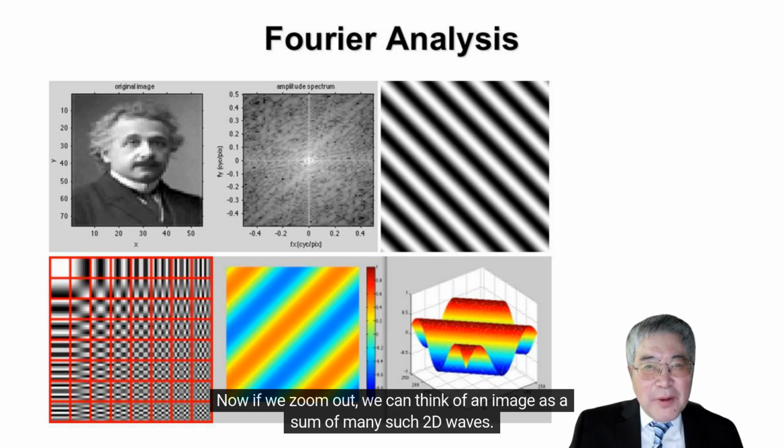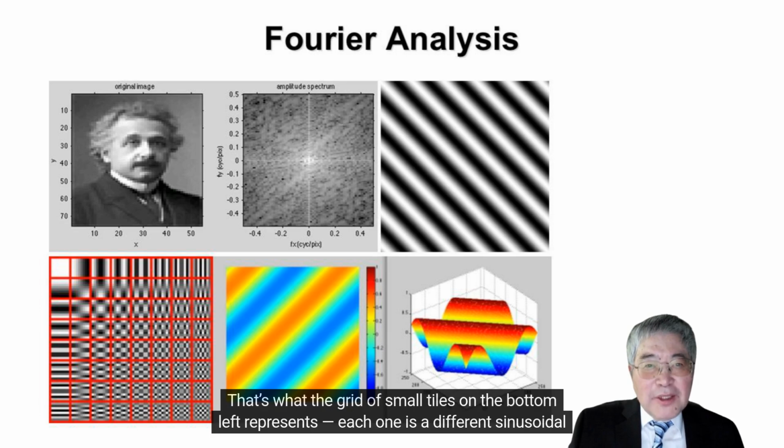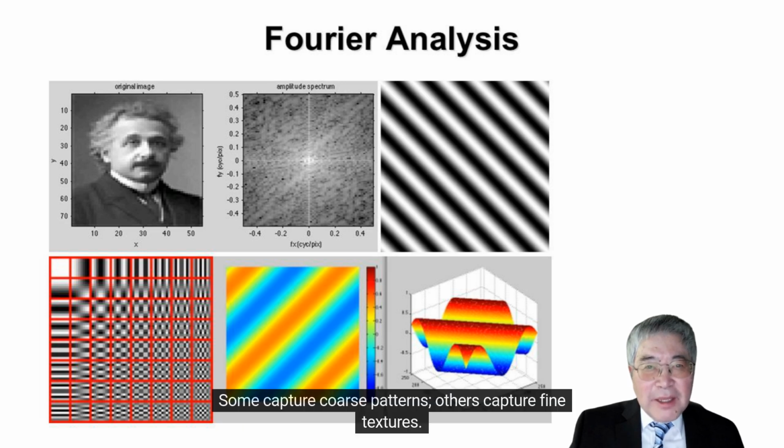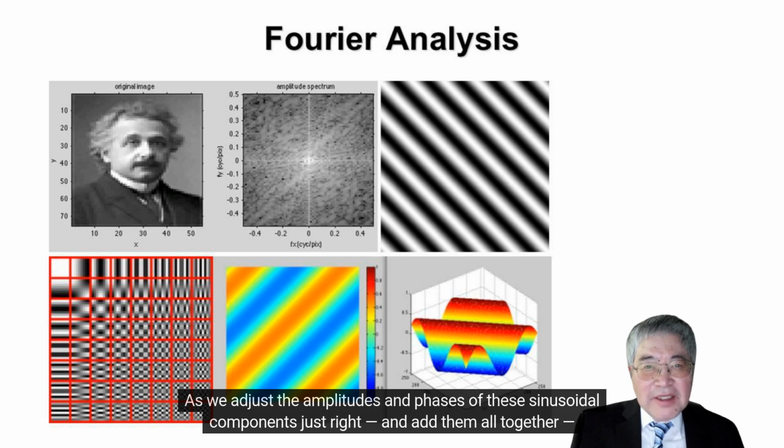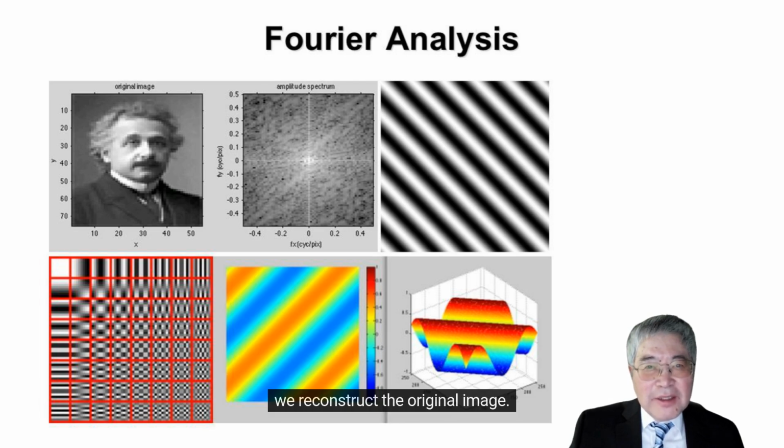Now, if we zoom out, we can think of an image as a sum of many such 2D waves. That's what the grid of small tiles on the bottom left represents. Each one is a different sinusoidal basis function. Some capture coarse patterns, others capture fine textures. As we adjust the amplitudes and phases of these sinusoidal components just right and add them all together, we reconstruct the original image. This is the essence of Fourier analysis in 2 dimensions.